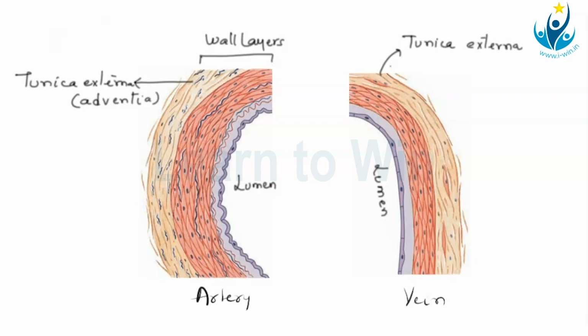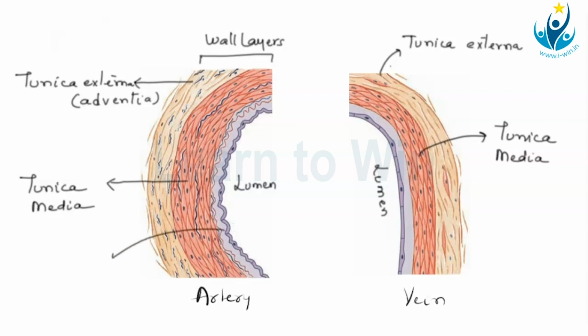Right. After that, you have the middle layer. The middle layer is called tunica media. So here it is, tunica media. And you get the lowermost layer or the innermost layer, which is tunica interna. And here is also tunica interna.